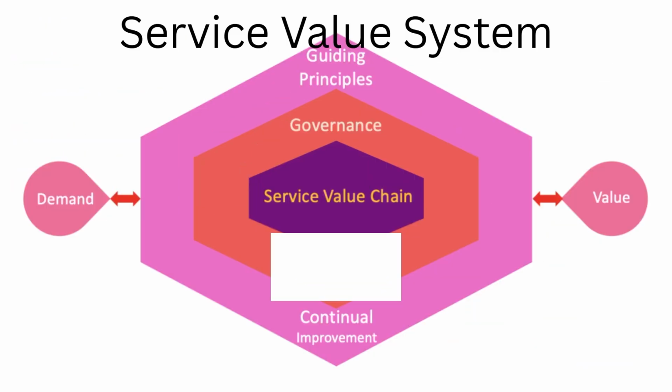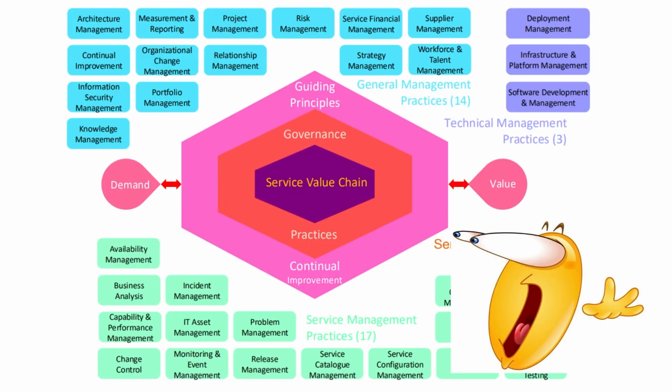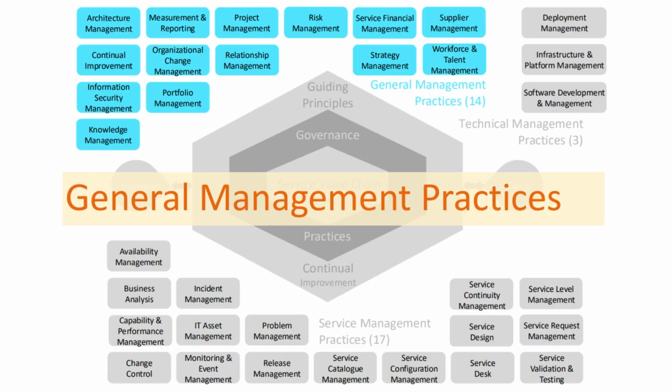But I missed one part. One part is practices. Now, practices here is the rabbit hole. There are 14 general management practices, 17 service management practices, and 3 technical management practices. All of these are for the practice part of the service value chain, which I will be going over every single one of them. So, we can start with the general management.